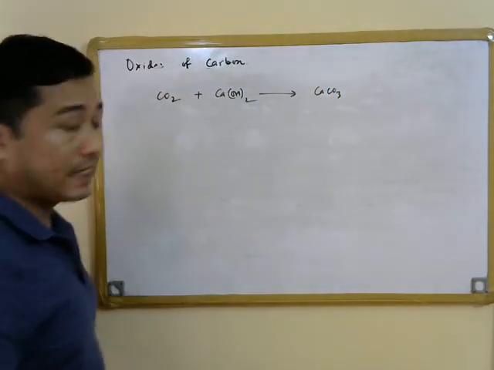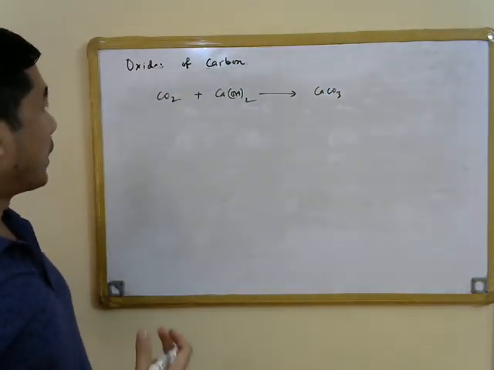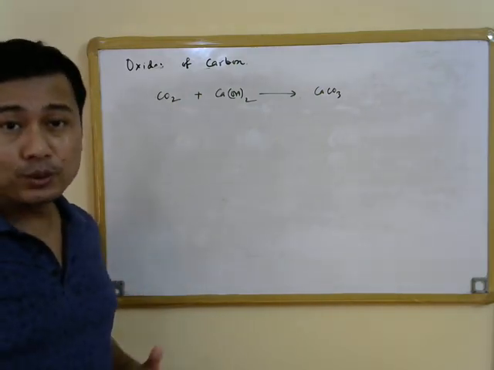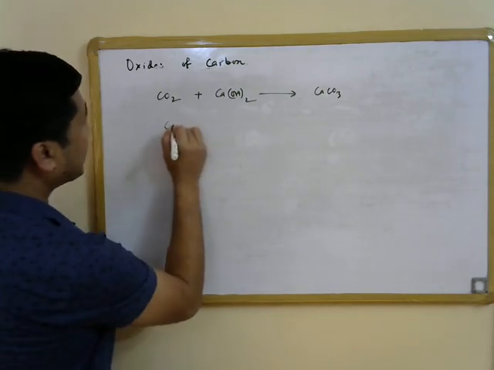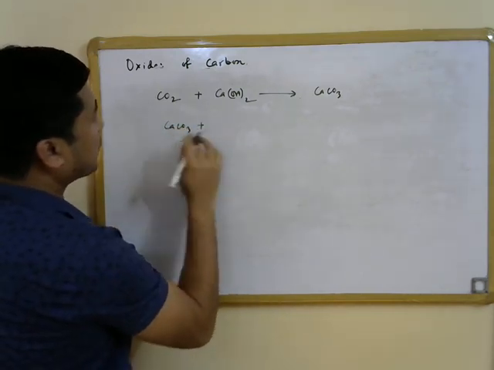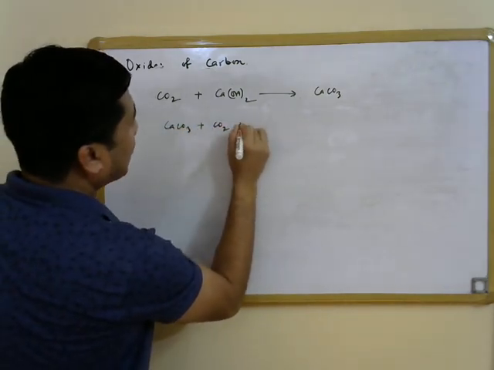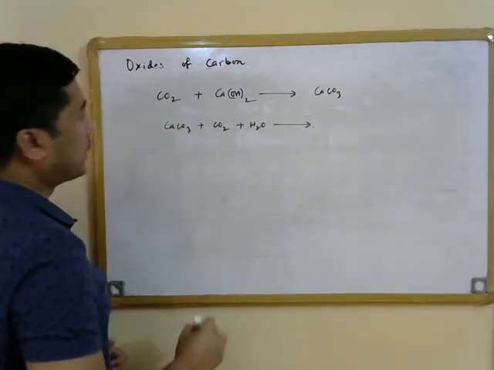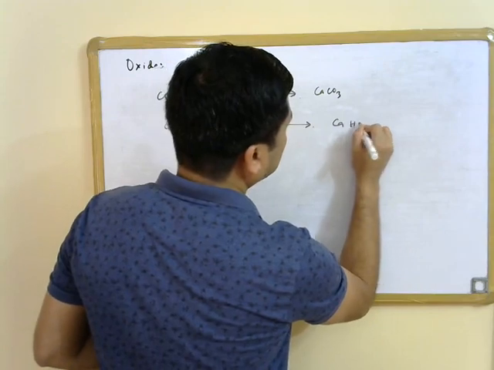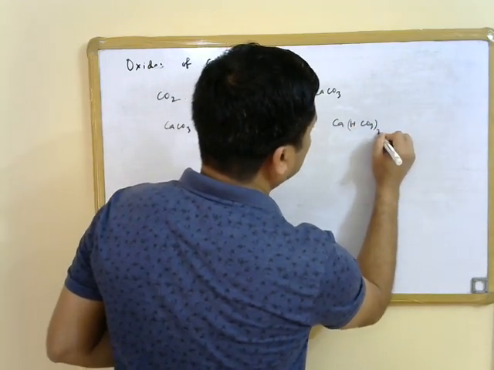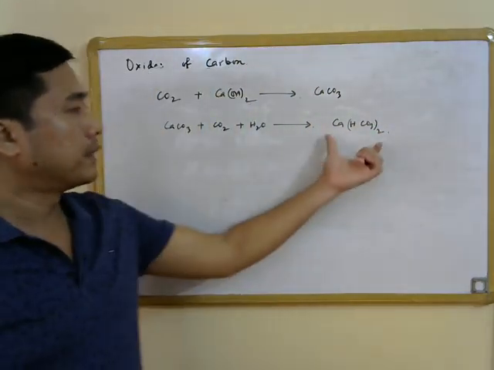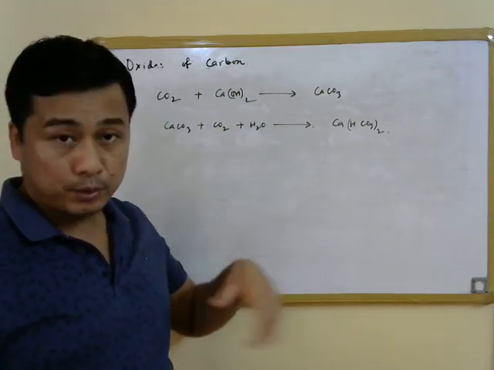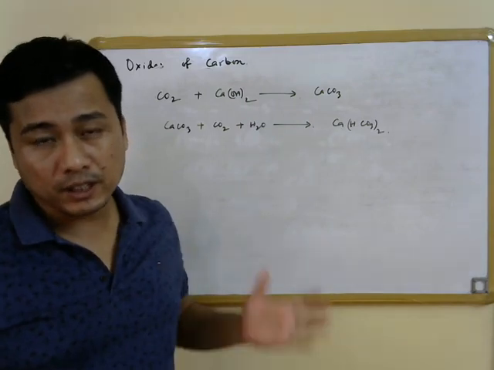Now, if we pass excess of carbon dioxide gas through lime water, then what is going to happen is this calcium carbonate is going to react with carbon dioxide in this aqueous medium, and eventually it is going to form calcium bicarbonate, and this is a soluble species, and that is why the cloudiness essentially disappears if we pass excess of carbon dioxide through lime water solution.